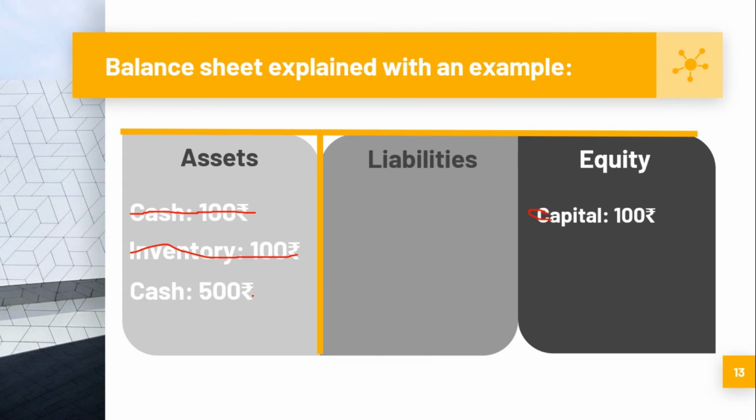Generally, in businesses, the profit which the business has earned is always reinvested into the business so that we can increase the scale of the business and make the business more profitable. So the capital will not be 100 rupees. Since the profit of 400 rupees is reinvested in the business, now the capital will be 500 rupees. 100 rupees was the original capital, 400 rupees was the profit which was reinvested in the business, and hence the capital is 500 rupees. Hence, the asset side and the liability side are both balanced. So, I hope you understood what a balance sheet is by this example.